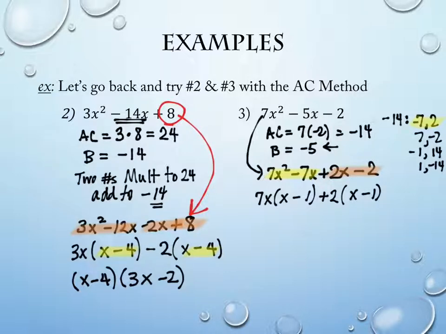X minus 1. Do they match? Yes, they do. So I have x minus 1 in both of them, so I can factor an x minus 1 out. And what am I left with? 7x plus 2. So that's what the AC method looks like.